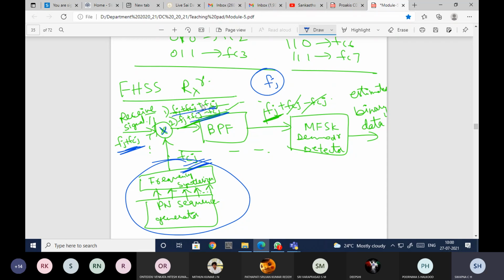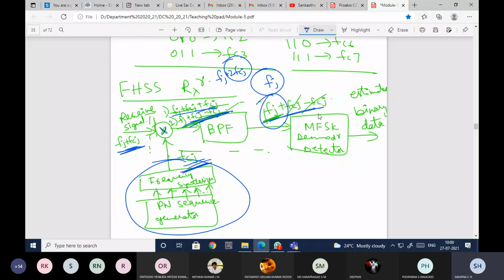Otherwise, in the sum component you will have Fj plus 2 Fcj, so it has an additional term as well. So the bandpass filter should be tuned in such a way that it will give me only the difference output. If you observe here, plus Fcj and minus Fcj will get cancelled, and I'll be left with only Fj. That Fj signal is given to the demodulator.